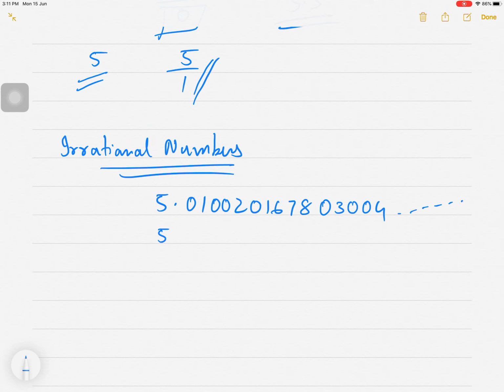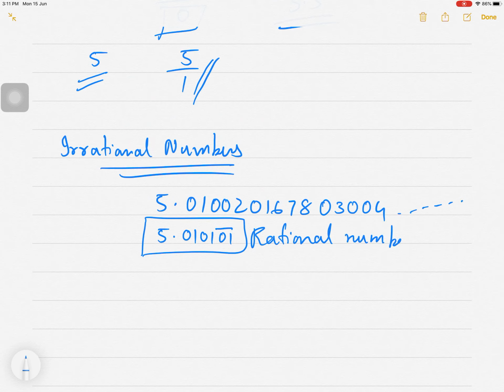For example, if I write 5.010101, where 01 is recurring, then this becomes a rational number, because now it is a repeating decimal. This is a rational number. I'll give you a few more examples of irrational numbers.